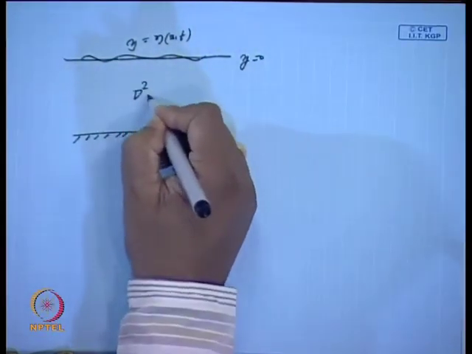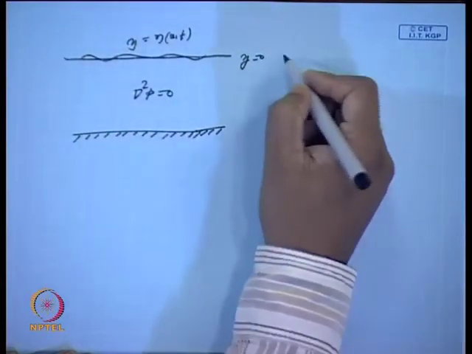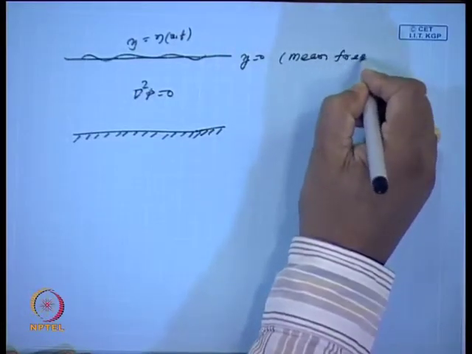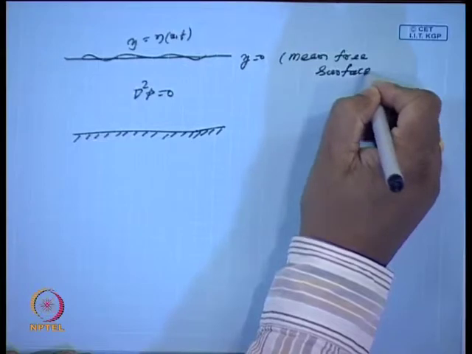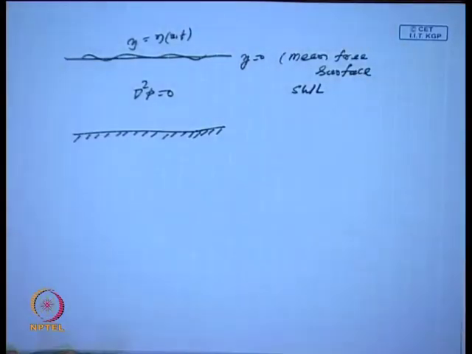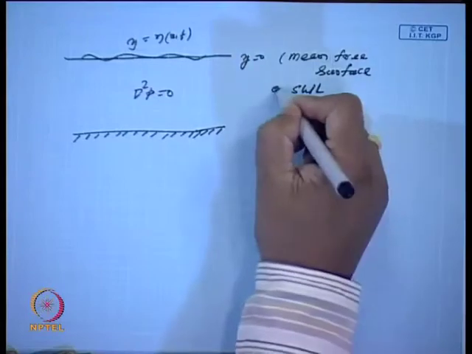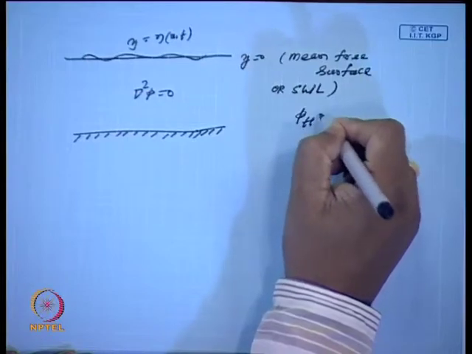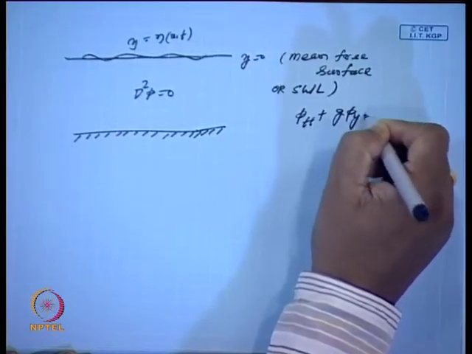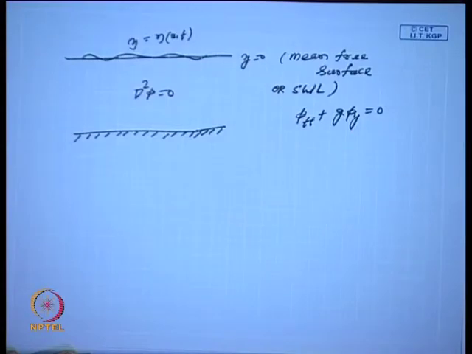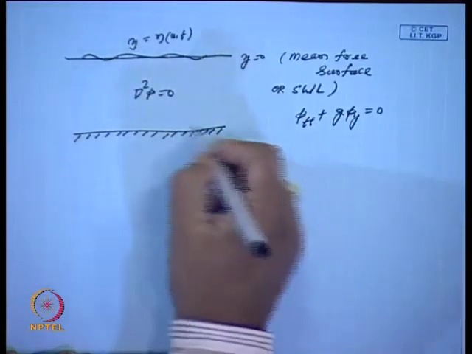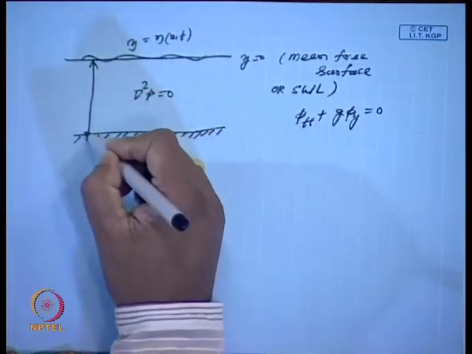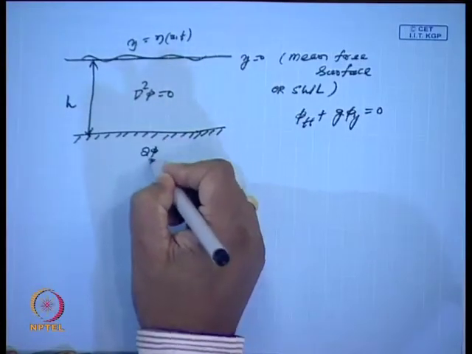We all know in the fluid domain del square phi is 0, and on the mean free surface, that is on y equals 0, which sometimes we also call SWL, still water level, we have phi_tt plus g phi_y equals 0. Here the water depth is finite, so this distance is the uniform depth, which I call h. At the bottom, del phi by del y will be 0.